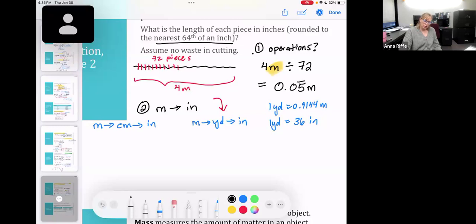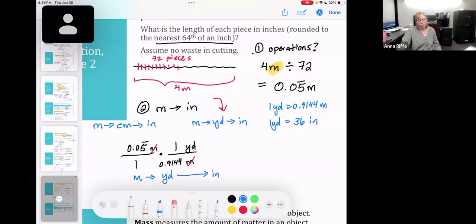So I am going to take my 0.05 repeating meters, create a fraction with that, and I am going to convert that to yards, my intermediate unit, first of all. So I'm going to multiply by something that has meters on bottom, yards on top, put my numbers with that. So I have 0.9144 and then 1 yard on top. So my meters have canceled. Okay. I now have my unit in yards, so I want to convert that now to inches.